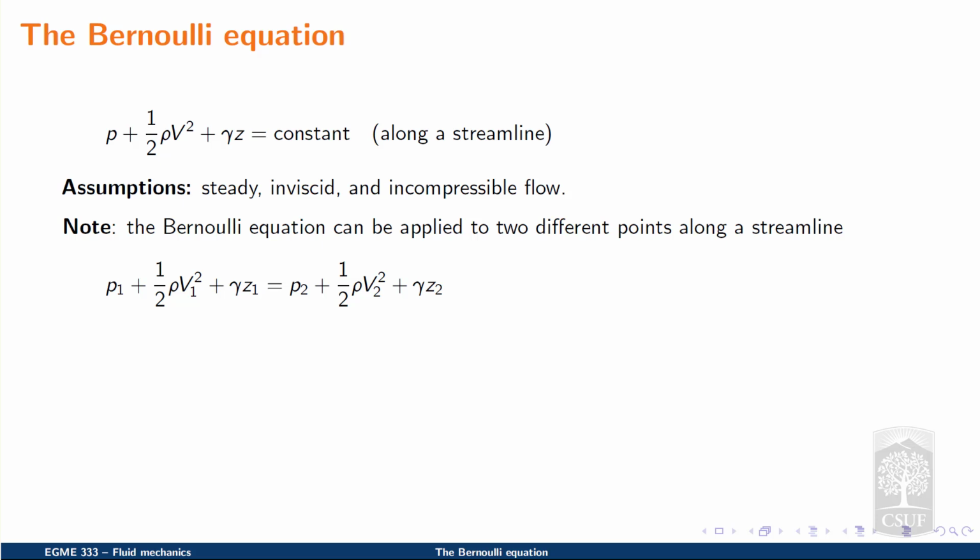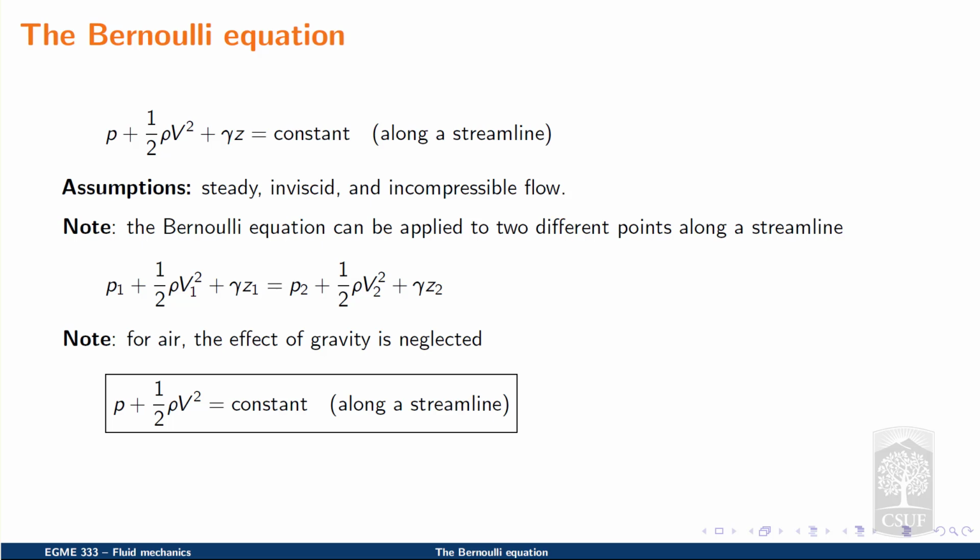And in cases when we're dealing with gases such as air, we often neglect the effect of gravity, where the Bernoulli equation reduces to the pressure P plus 1/2 rho V squared. The sum of those two is equal to a constant along the streamline.